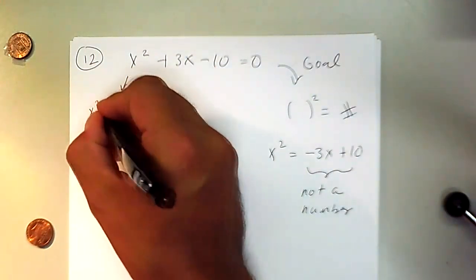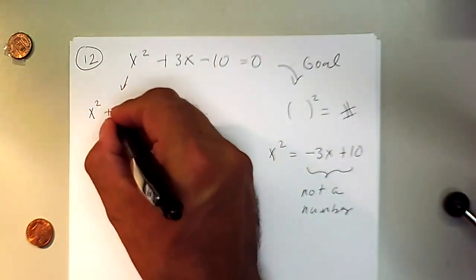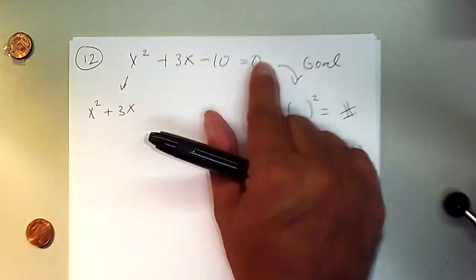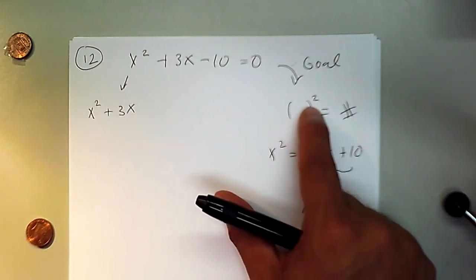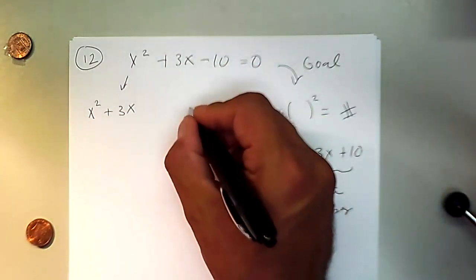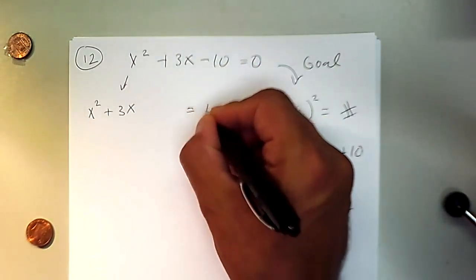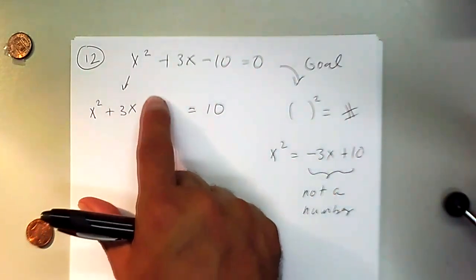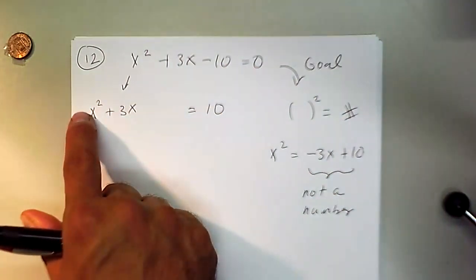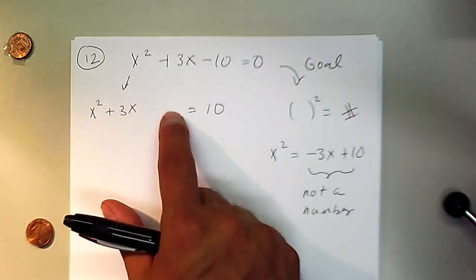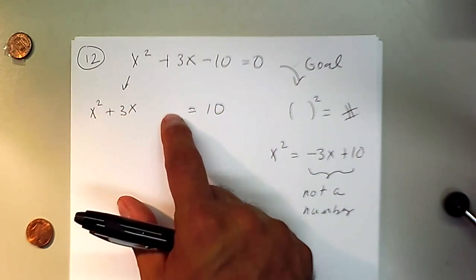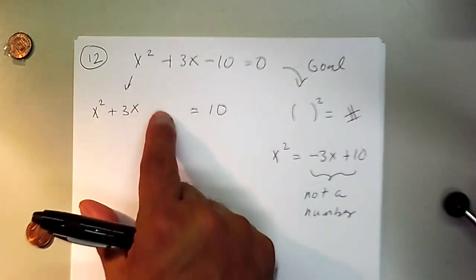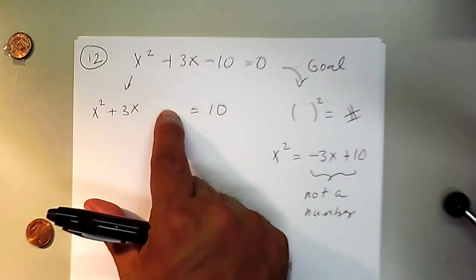So the process is as follows. Move the constant, only the constant, to the other side. Remember, we want something squared equal to a constant. So move the 10 to the other side of the equation. Add 10 to both sides. And now we need something that will cause this to factor perfectly into a perfect square.